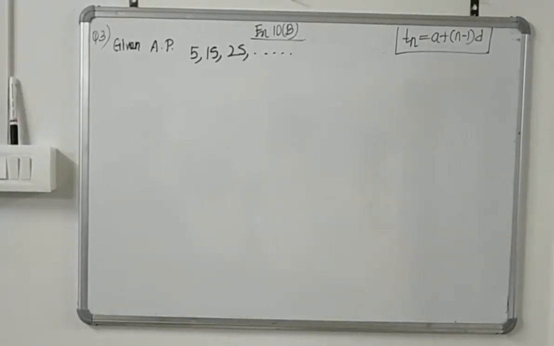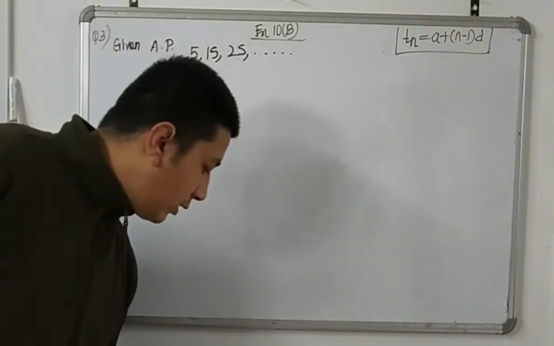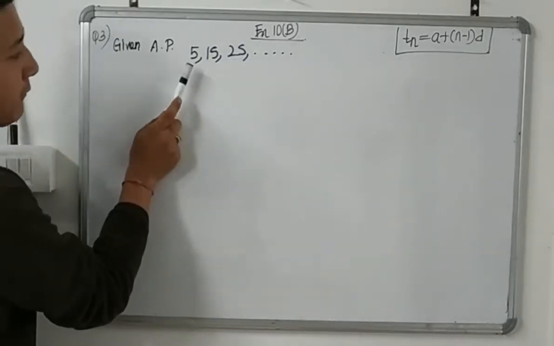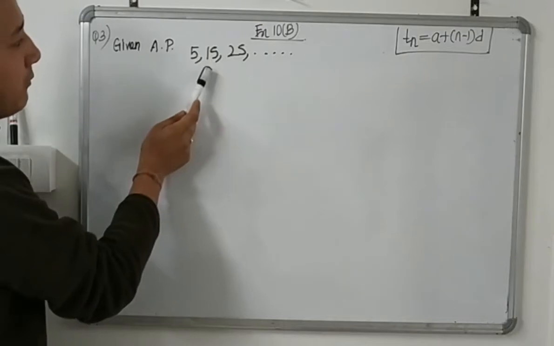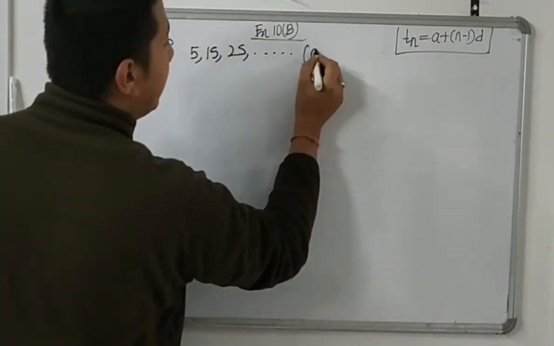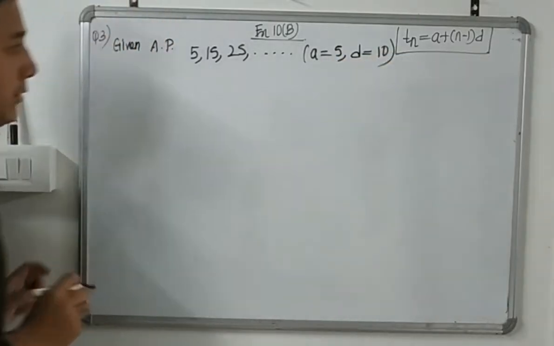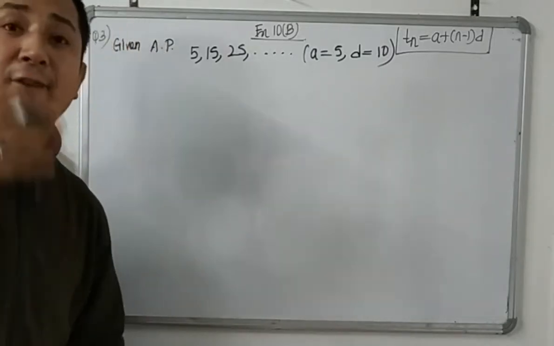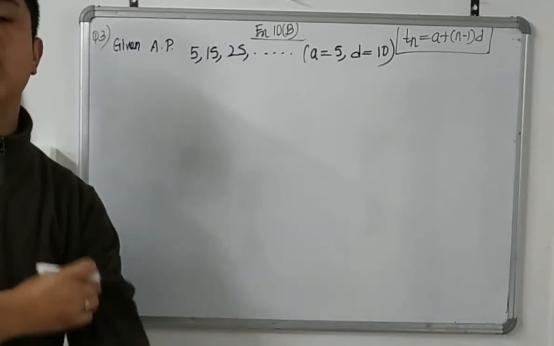Okay, let's move on to question number 3. Question number 3 says, read the question, which term of this AP? So this is the given AP. AP starts with 5, 15, 25. So what is the first term? 5. What is the common difference? 10. Okay, so these things are clear to us. So your a is 5 and common difference is 10. Okay, very easy. So which term means the value for n, which term of this AP will be 130 more than 31st term?